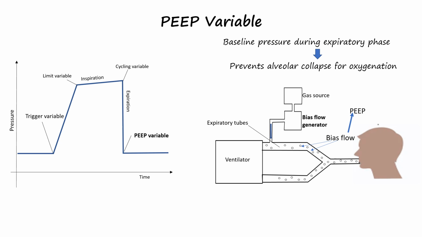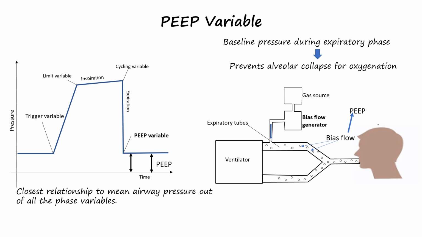PEEP actually governs most of the respiratory cycle, of which traditionally 66% is expiratory time, and has the closest relationship to mean airway pressure out of all the phase variables. Mean airway pressure is a common pressure monitoring parameter of mechanical ventilators that is closely correlated with mean alveolar pressure and represents stresses applied to the lung parenchyma during ventilation.